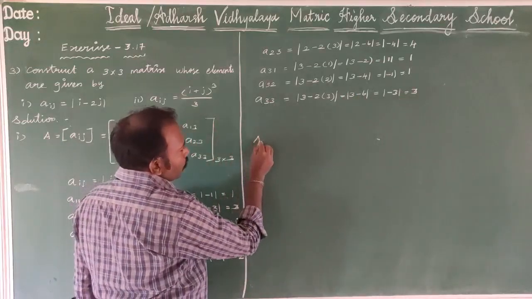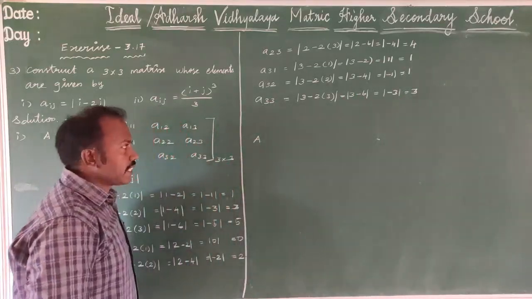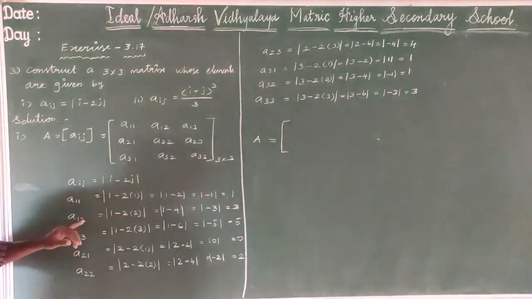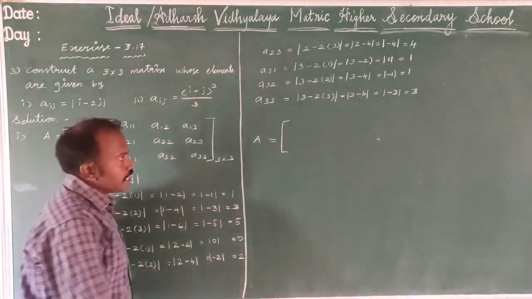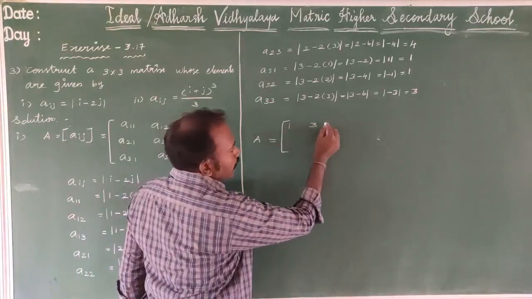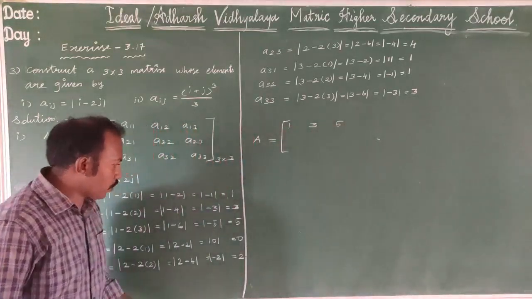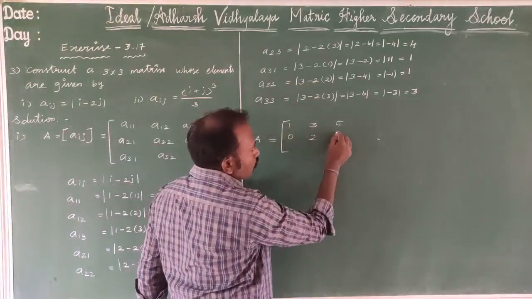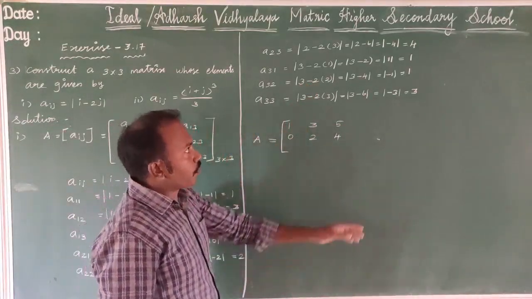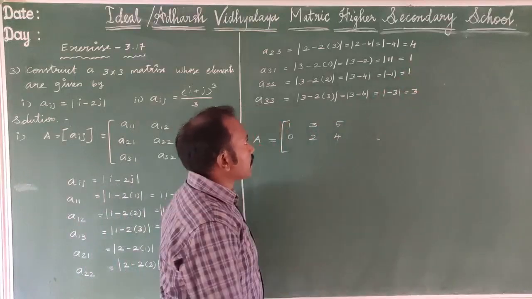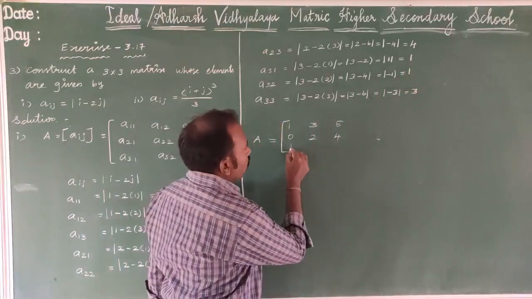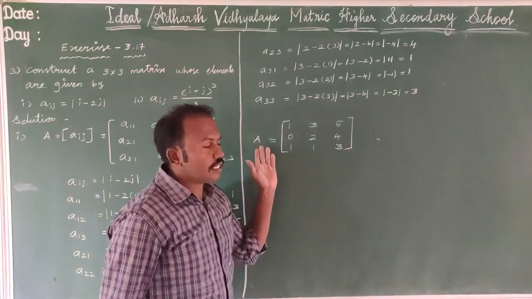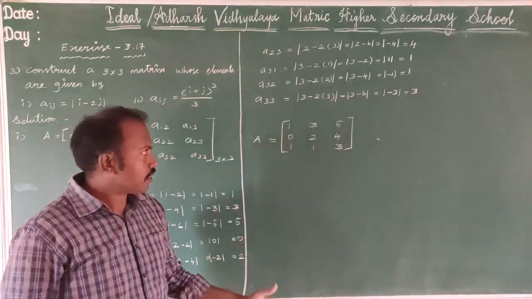The general form of a 3 by 3 matrix is written inside a modulus: a11, then 1 3 5, that is the first row. Then 0 2 4, that is the second row. Then 1 1 3, that is the third row. That's all. That is a 3 by 3 matrix.